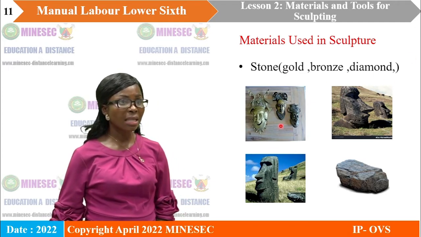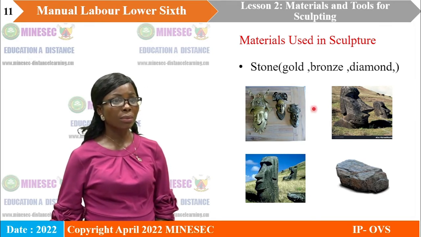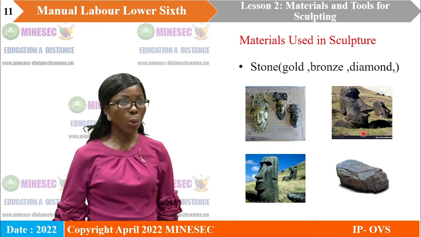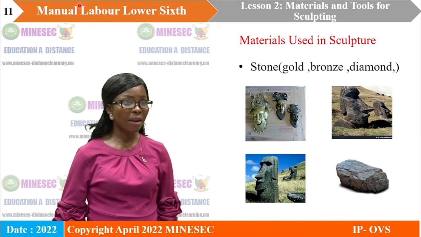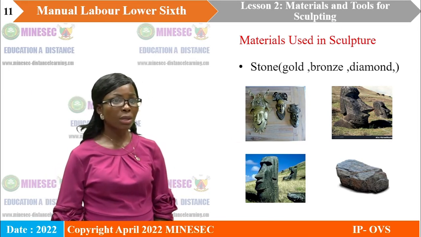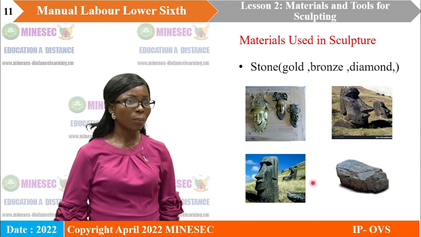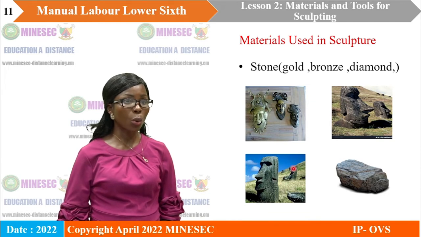We can see here, these are sculpted objects made with bronze. These are sculpted objects made with stones. If you look at it, it's a stone in an open environment. The sculpted object is the face of a human. The stone structure, same thing we have here is a stone.